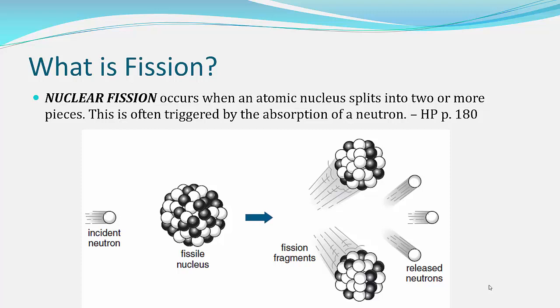So we'll start off by answering the question: what is fission? Generally speaking, fission is when a nucleus will split into two or more pieces, and that typically happens or is triggered when a neutron is absorbed by that nucleus and then it becomes unstable.